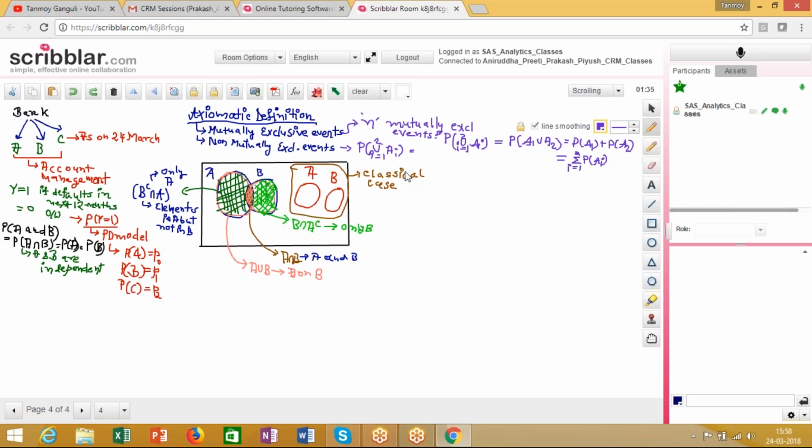Now let's think about it. We saw that for a mutually exclusive event. If the event was not mutually exclusive, using the definition of classical theory, it was not possible for us to calculate the probability. So what we do is we extend this to the axiomatic definition, and let's see how that problem is solved. So over here what I have is A, and over here what I have is B.